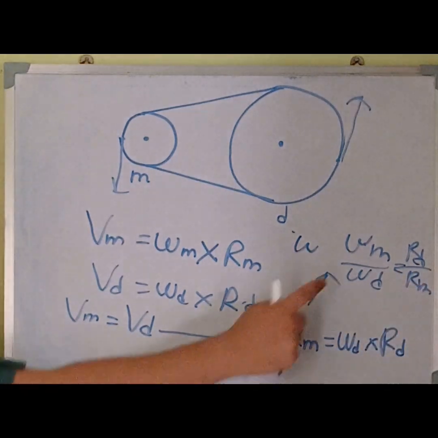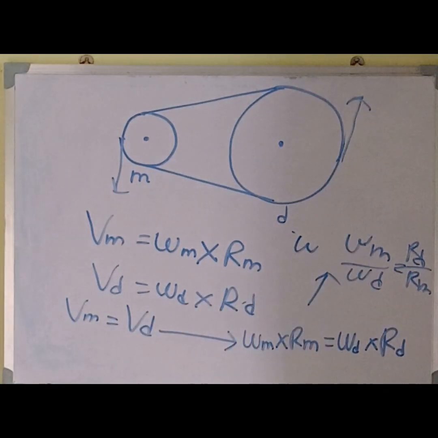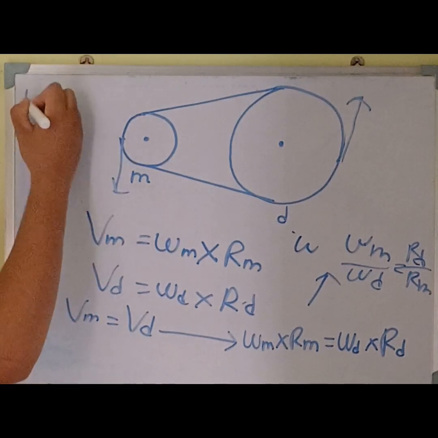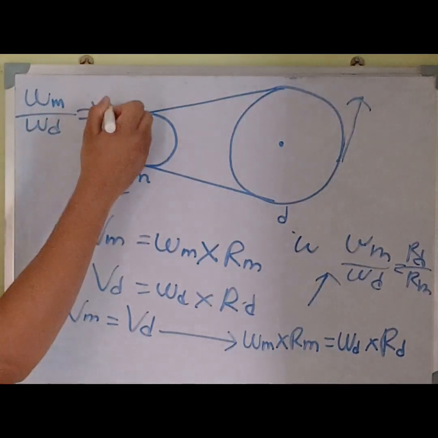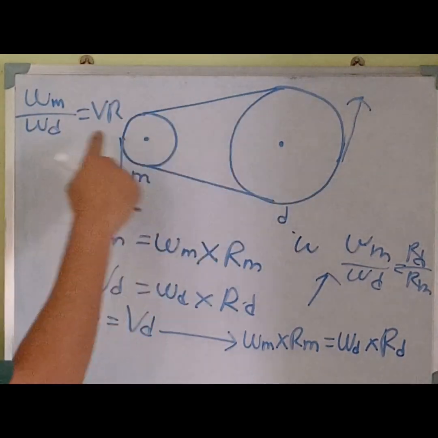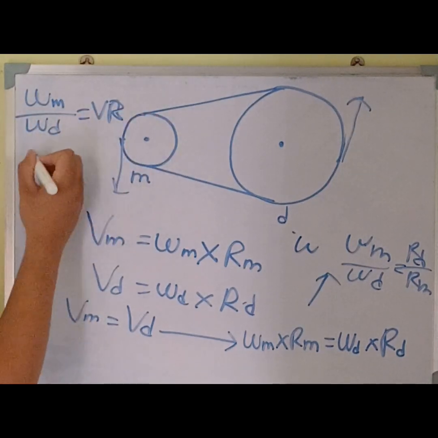Now the formula omega m by omega d looks familiar, meaning we have seen it somewhere. If you are thinking that omega m by omega d is actually the velocity ratio, then you are exactly right. This formula is the velocity ratio of this system. So we get the velocity ratio as Rd divided by Rm.